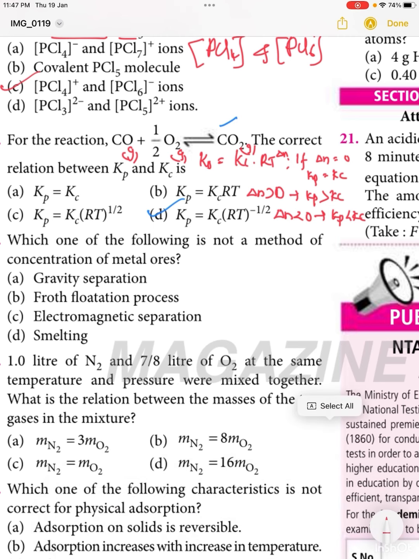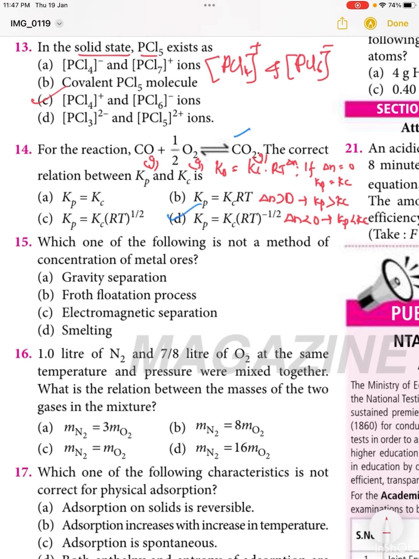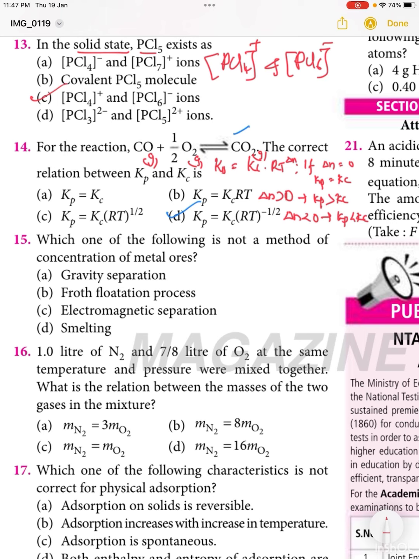Next. Which of the following is not a method of concentration of metal ores? Gravity separation, yes, it is a concentration method. Froth flotation is also concentration. Electromagnetic separation is also concentration, but smelting is not a concentration method. Smelting is the reduction of metal oxide to metal. Metal oxides are converted to metal. So it is not a concentration method.